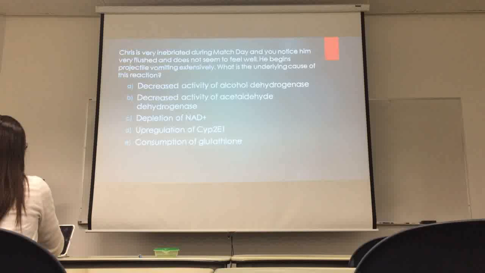Makes sense. People who are alcoholics do upregulate their cytochrome P450 2E1, but if anything, it'll help them clear more. Consumption of glutathione, I just kind of threw that in there.